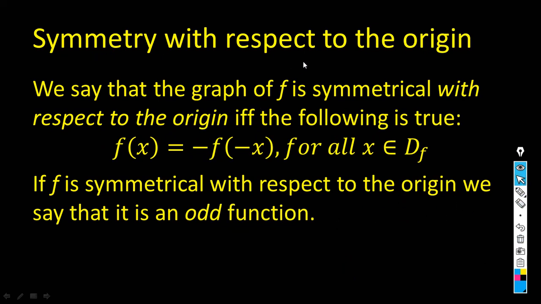Now the symmetry with respect to the origin, the requirement is similar, and we have similar writings for this concept. We say that the graph of f is symmetrical with respect to the origin if and only if the following is true: f of x is equal to minus f of minus x for all x in the domain of f.